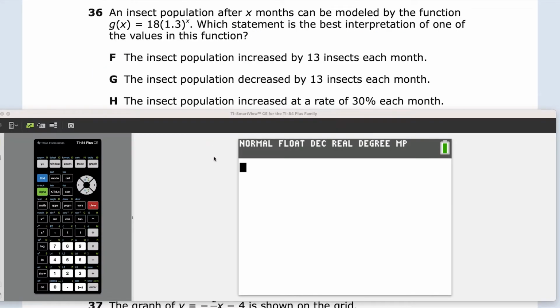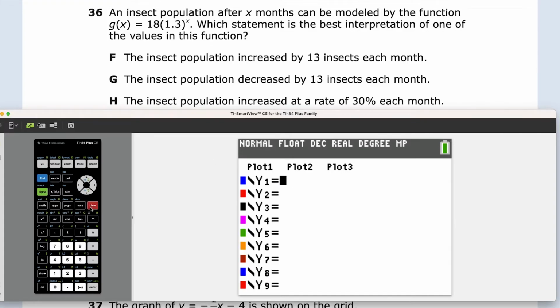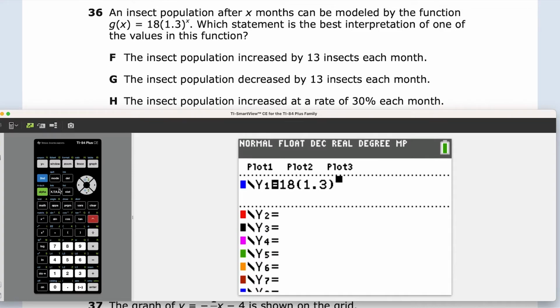So question 36, we have an insect population that could be modeled by this function here. So why not just go to the y equals and type this in? We have 18, and in parentheses here, we have 1.3 going up to the x power. So we press this up arrow right above the division, and we tack on our x. That's our variable button here.